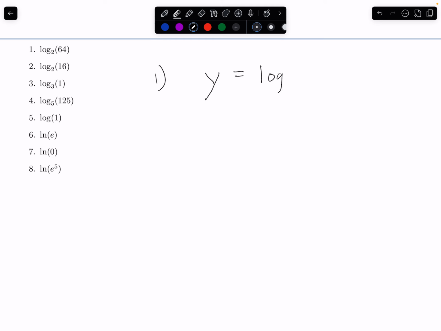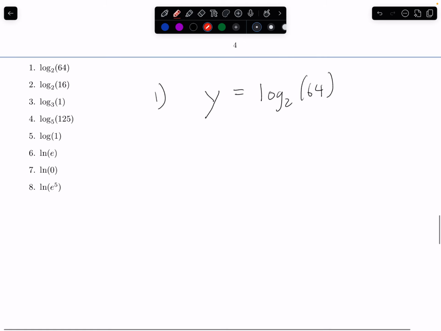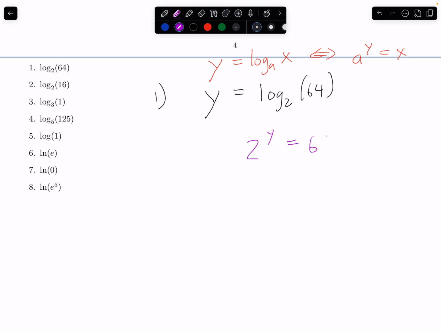Y is equal to log base 2 of 64. Okay, just a reminder. According to our definition a moment ago, we said y equal to log base a of x. That means that a to the y is equal to x. So I'm going to rewrite this in terms of that definition. This means that 2 to the y is equal to 64. You see that?